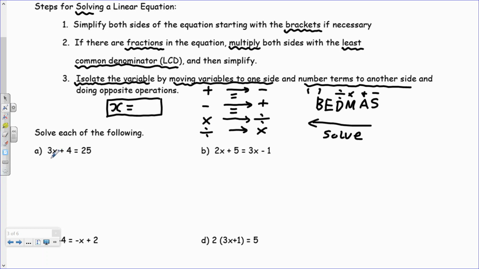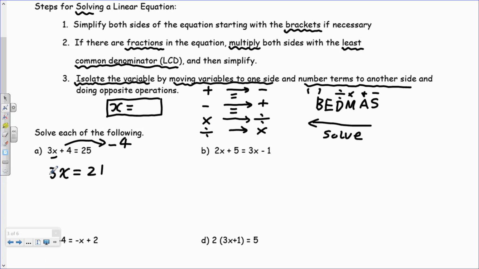So we have 1x here. We want x by itself, so we don't want to see the 3. We don't want to see the 4. 3 is multiplying, 4 is adding. Look at here. We are going to do backward of BEDMAS, so we do the adding, subtracting first. So we move the plus 4 to other side. When we move plus 4 to other side, it will become minus 4. Then you have 3x equals 25 minus 4 give you 21.